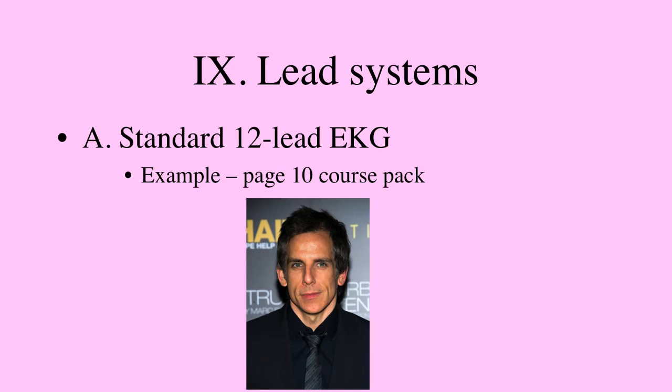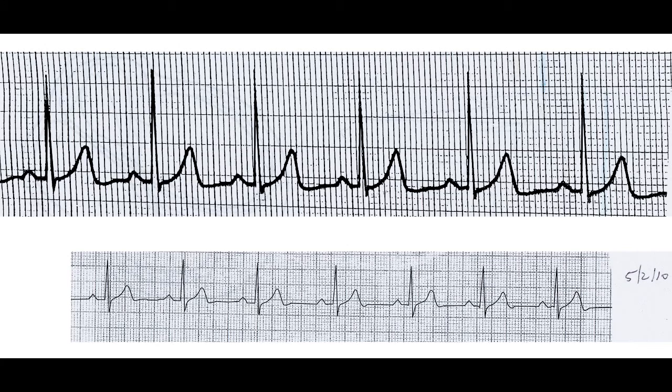The next topic is lead systems, and this is where we have looked at a couple of rhythm strips, and we'll be talking throughout the course about rhythm strips, and what that means is just a single lead, just one strip on there. Page 2, if you go back in the course pack on that, those were examples of 2 rhythm strips. We'll be doing a lot of rhythm strip work throughout the course. But another way to look at the EKG that is very important and you should be aware of is what's called a 12-lead EKG.